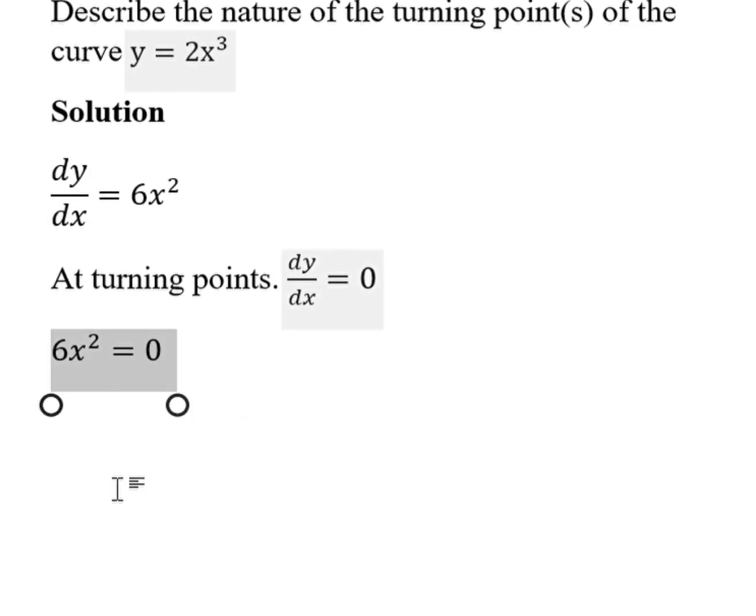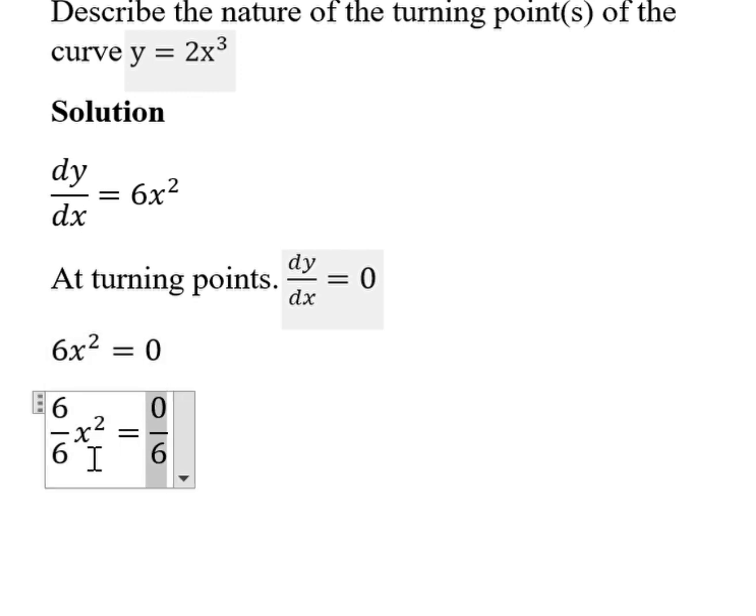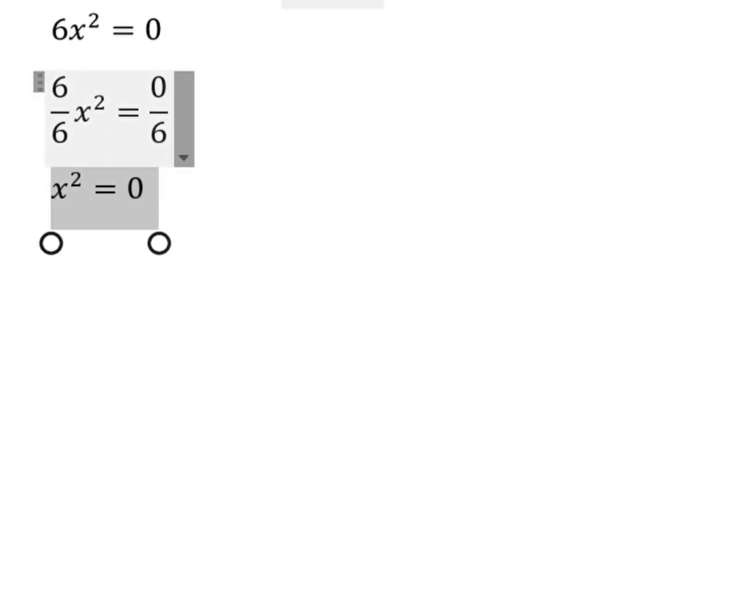If we do that, you can first start by dividing both sides by 6 to reduce the magnitude of the number. So we shall have 6 over 6 x squared here is equal to 0 over 6. And that means x squared is equal to 0. Now, if x squared is 0, then we need to get the square root on both sides so that we can get the value of x. If we do that, we shall say root x squared is equal to root 0, meaning x is equal to 0.